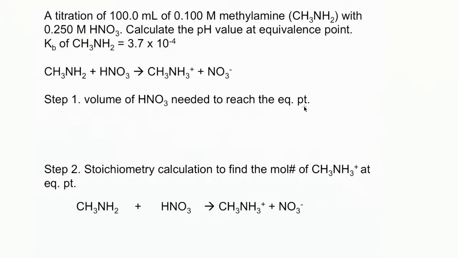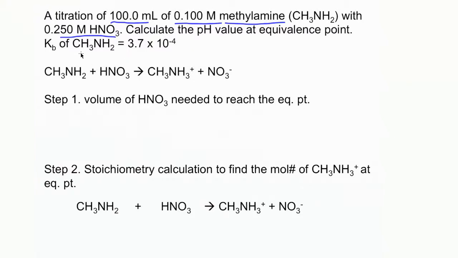Alright guys, in this video we are going to talk about how we calculate the pH value at equivalence points for a weak acid strong base titration. Take a look at this question. A titration of 100.0 ml of 0.100 mol per liter of methylamine, this is a weak base, with 0.250 mol per liter of nitric acid, a strong acid. Calculate the pH value at equivalence point.